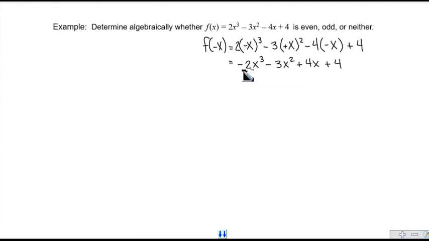So now when we compare our new function to the original function, we see that the first term did change signs, but the second did not. That right there I can stop on, because either the new function will be identical to the original, or every single term will change signs. And since neither one of those things happened, this is an example of a function that is neither odd nor even.